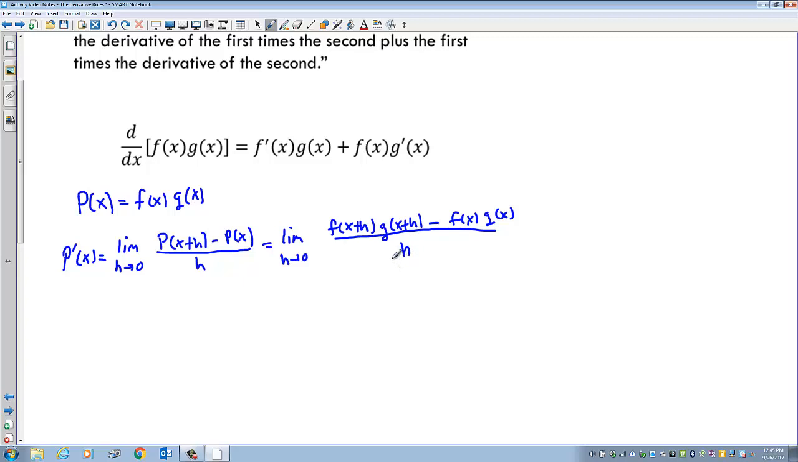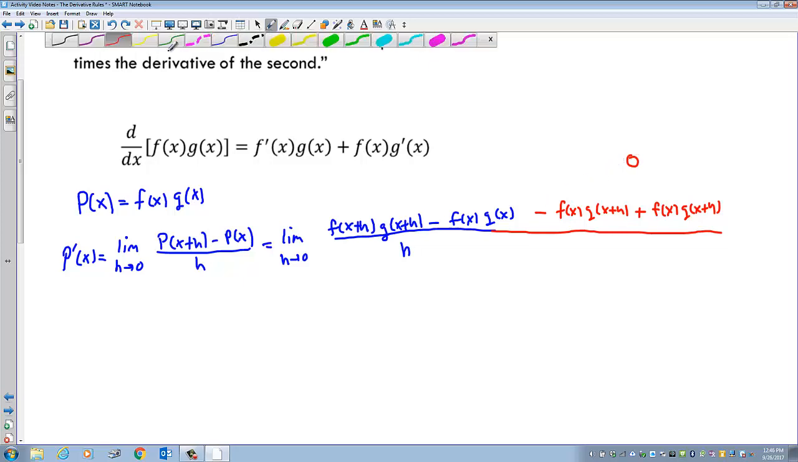Okay, so now what am I going to do? I'm going to do something that might seem somewhat arbitrary, but you'll see in the end it's not. I can actually add and subtract the same thing on top here. I am going to subtract an f of x times g of x plus h, and then add right next to it an f of x times g of x plus h. And I'm going to extend this line. So I didn't change the expression at all, because if you take away something and you add the same thing, you're really just adding 0. So it's really the same stuff.